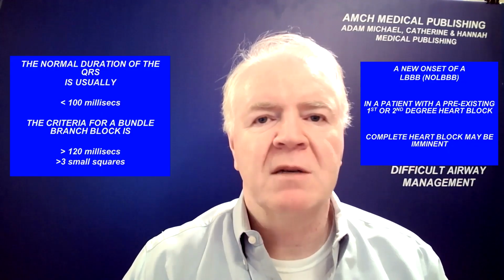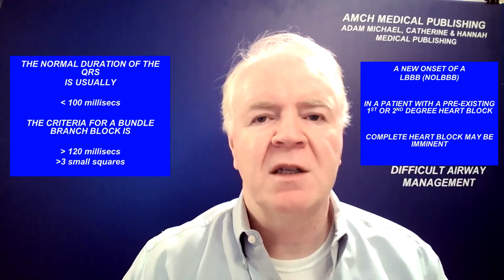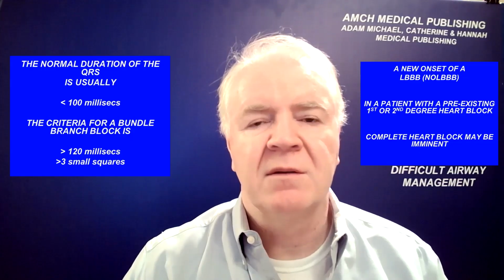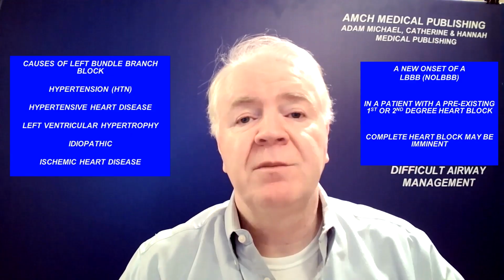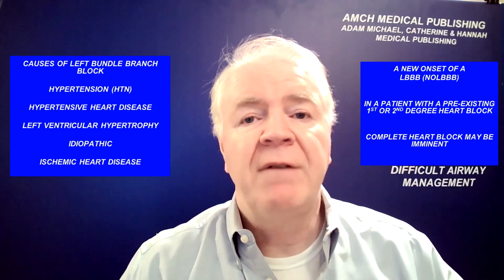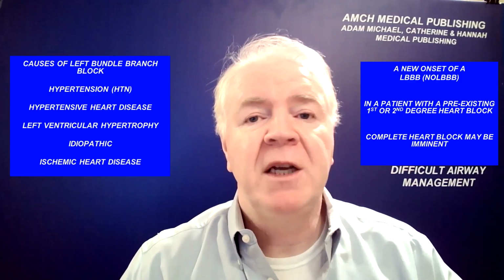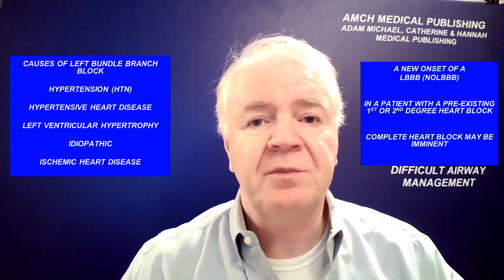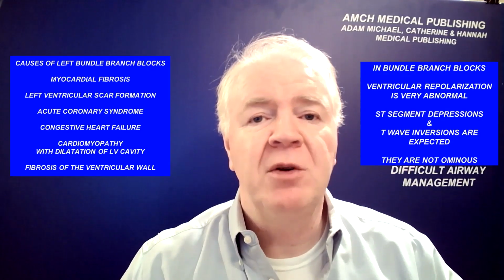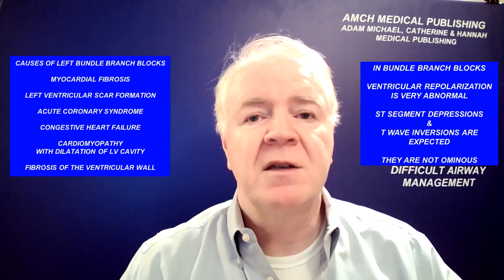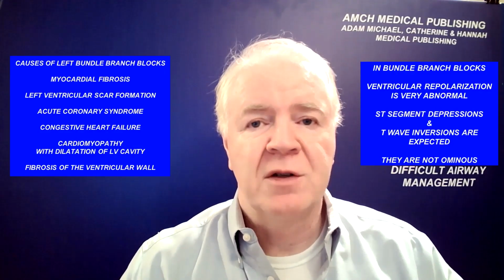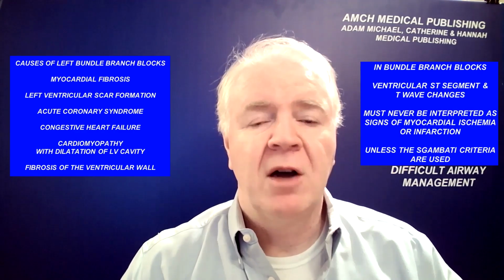Left bundle branch block has many possible causes. Some are relatively benign and others are sinister. It can occur in hypertension, hypertensive heart disease, left ventricular hypertrophy, or it may be idiopathic, that is no obvious cause. Left bundle branch block may develop acutely due to myocardial ischemia or infarction, or it may be chronic as a result of myocardial fibrosis or scar formation long after myocardial infarction.